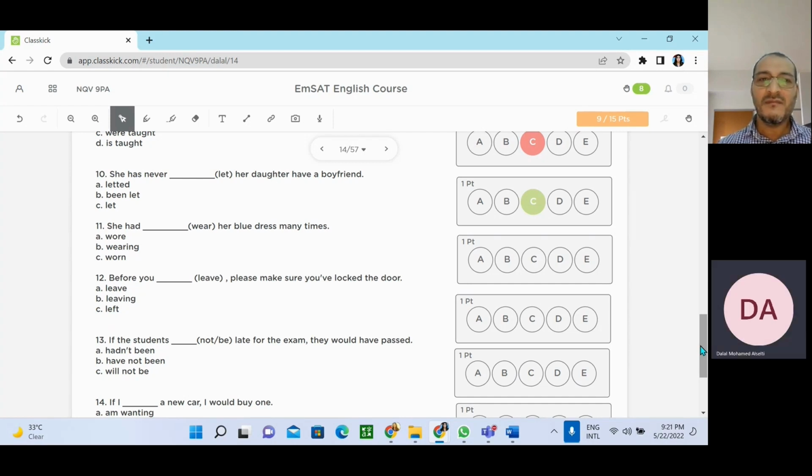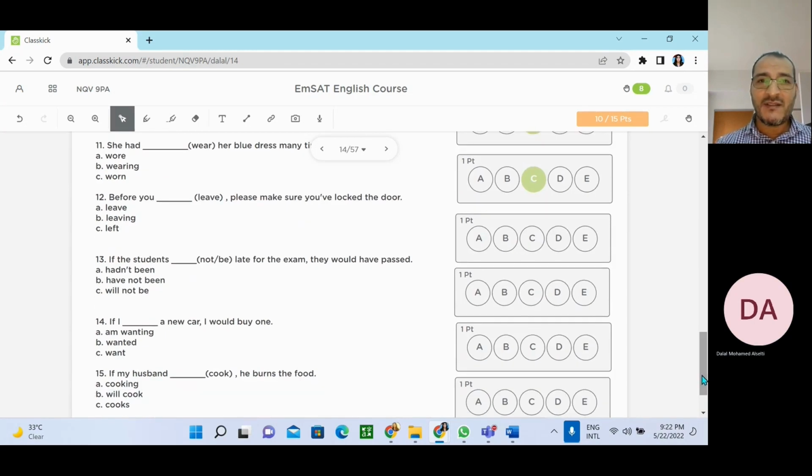She had worn her blue dress many times. She had worn. Let me try to fix this, please. She had worn her blue dress many times. Okay, we're talking about past perfect. You mean C is correct. That's right. She had worn, past perfect, right? Past perfect. Let me correct this here.